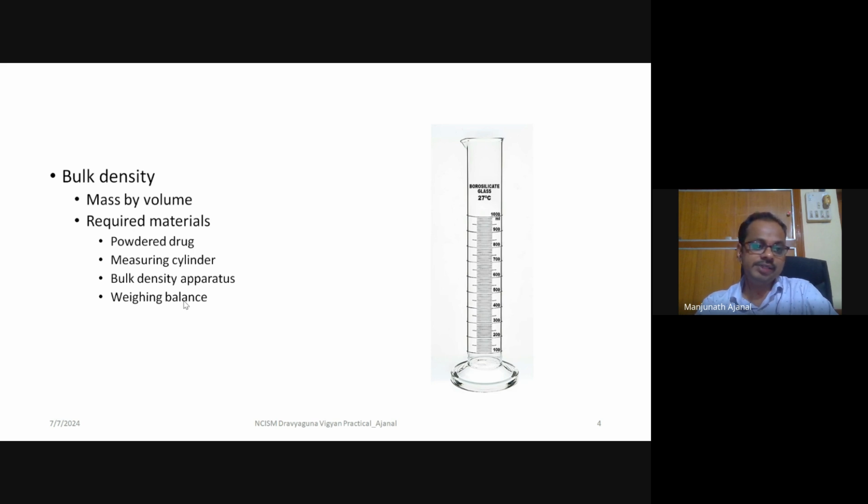To examine the bulk density, the density is very simple. You all know that this is mass by volume. So what is the mass with respect to the volume? That is density. Here the official part of the drugs needs to be taken in powder form and examined for density. The required materials are powder drug, measuring cylinder, bulk density apparatus, and weighing balance. For example, if you take 10 grams of the powder and fill it into the measuring cylinder, what is the volume it will take? That is what is called bulk density.